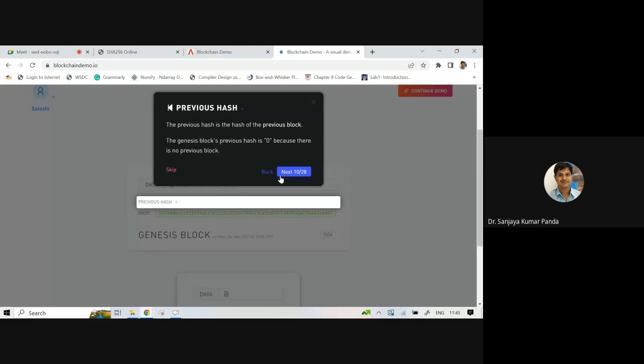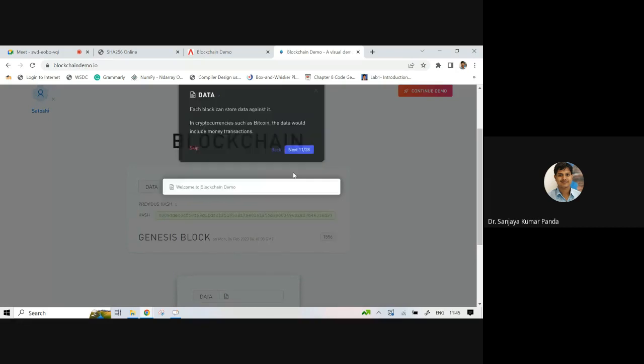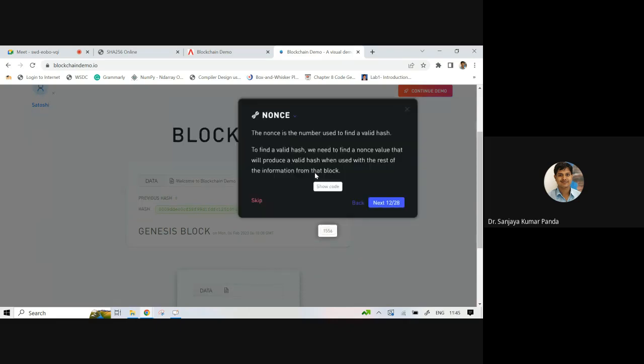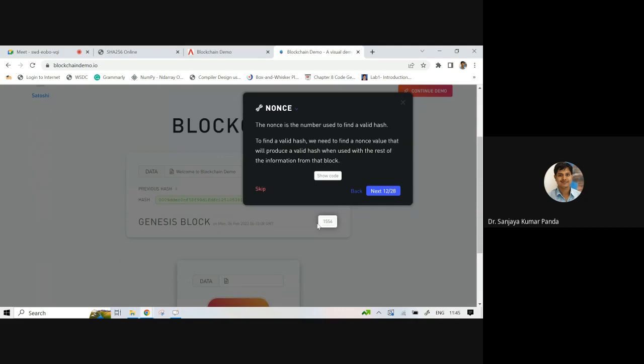And the previous hash is 0 because it is the genesis block. And this is the message you can write here if you want to write any message. This is the nonce value, right? Nonce is the number used to find a valid hash. If the nonce value is changed and it is a part of your function, then definitely your hash value is also going to change.